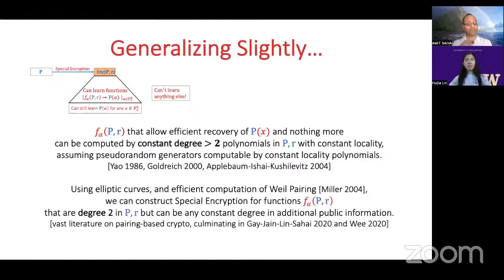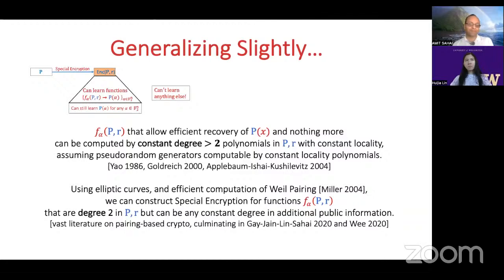And on the other hand, on the constructive side, using elliptic curves and the efficient computation of the Weil pairing due to Miller, we can actually construct these kinds of special encryption schemes for functions f alpha that are degree 2 in P and R, these things that we want to keep secret. Okay. In fact, the function can be degree 2 in P and R, but can also be an arbitrary constant degree in additional public information. That's a feature that will turn out to be very useful, as you will see in just a moment. And this is based on a vast literature on pairing-based cryptography that makes use of elliptic curves in this beautiful way. And on the other hand, we are very much stuck at degree 2, or we were very much stuck at degree 2 earlier, because the Weil pairing is a pairing. It is inherently a degree 2 object.